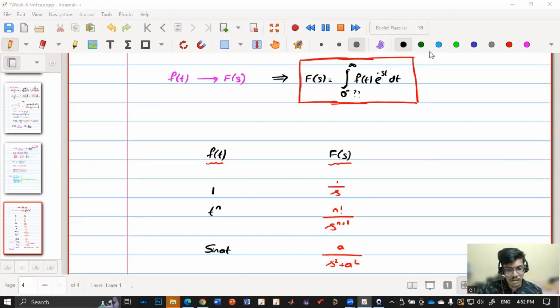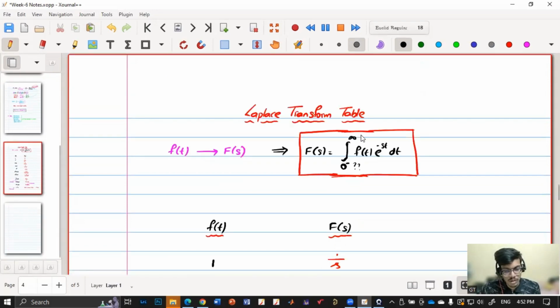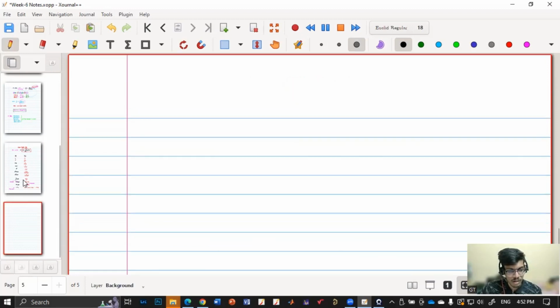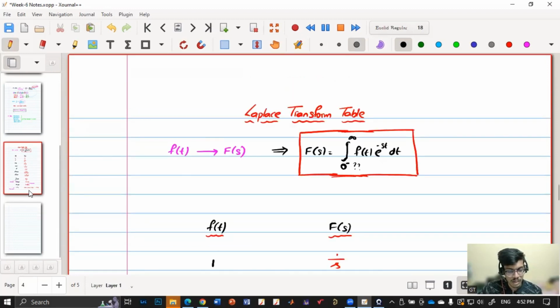Sir, when the function f(t) is multiplied with the function u(t), the step function, I think then this integral changes to 0 to infinity. Okay, okay. That part I'll let you know because it's a formula. I'll check and I'll get back to you.